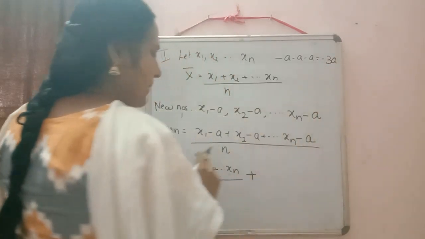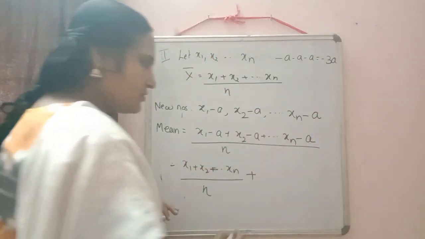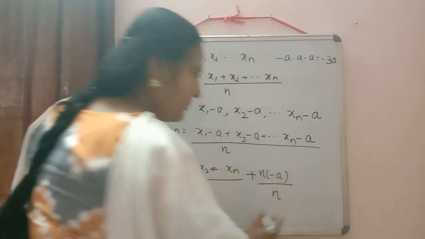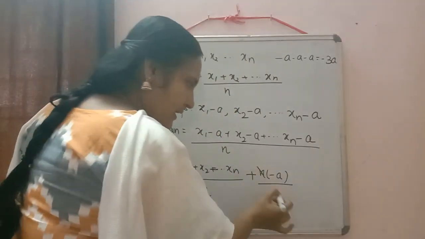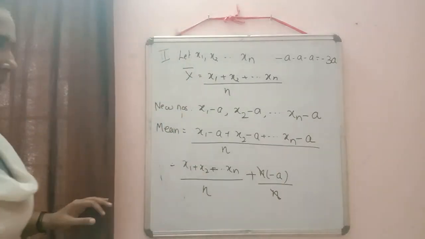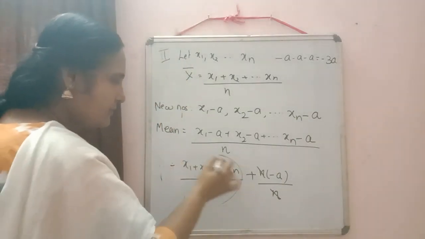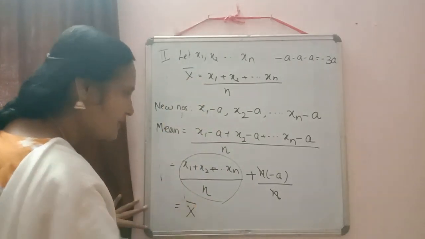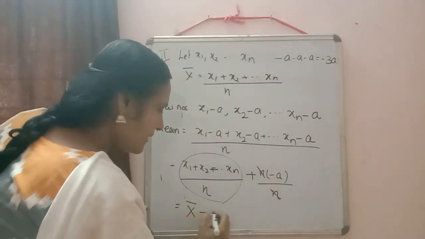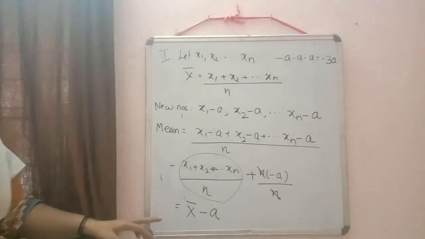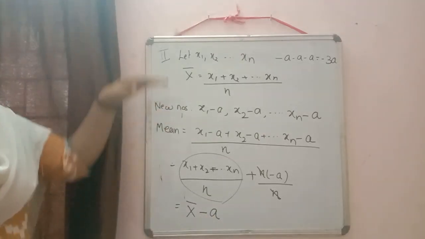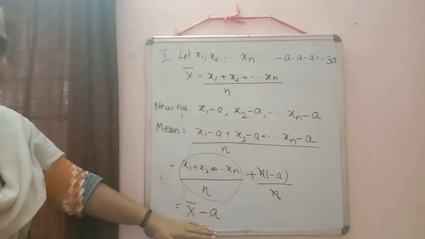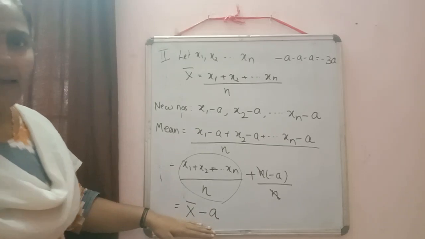So in the same way, minus a added n times. So it will be equal to n into minus a divided by n. So again n and n will get cancelled. And what is this value? This value is equal to x bar. So here it will be equal to x bar minus a. So if each observation is decreased by a, then the mean also will get decreased by a.